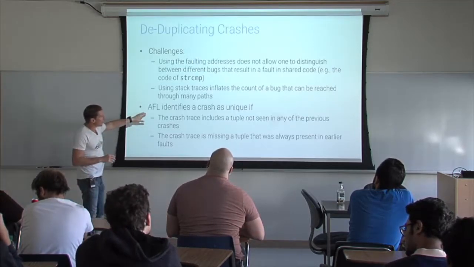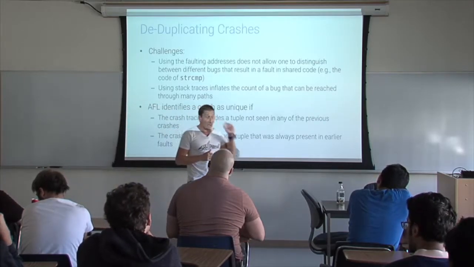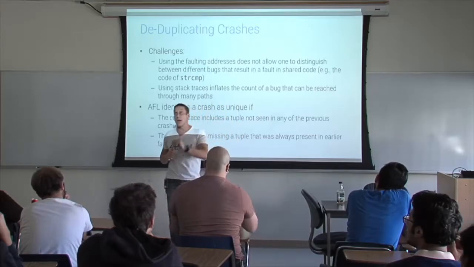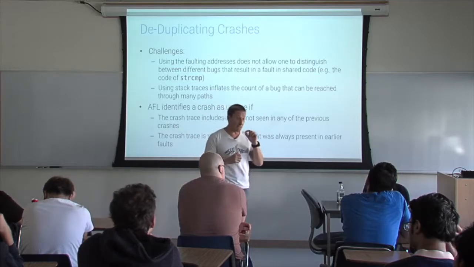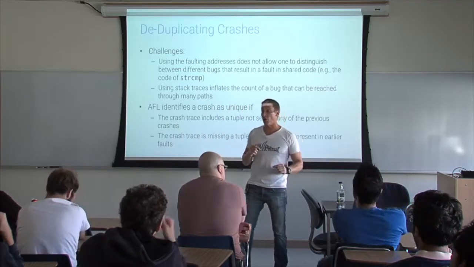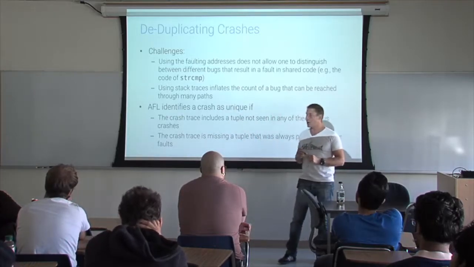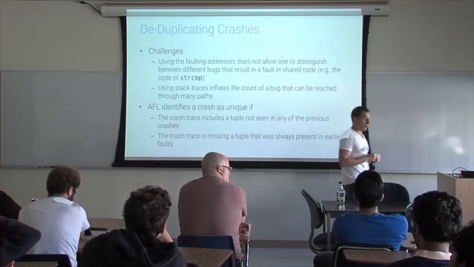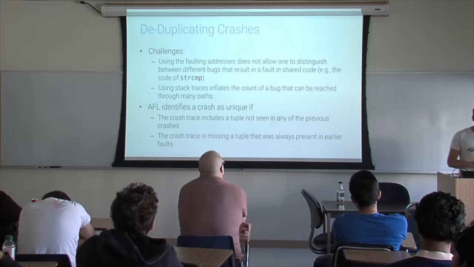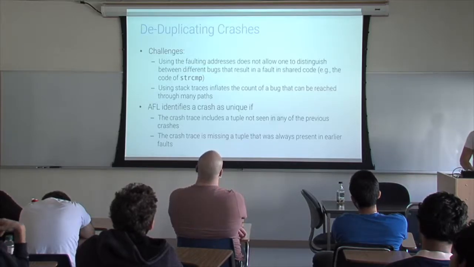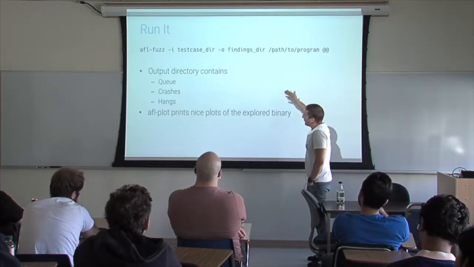And so AFL uses a different policy, and it makes sure that the crash includes a transition that has been never seen before, and also doesn't have a transition that was in the other crash. And by doing that, it tries to make the crashes it triages more unique in terms of all the others. This is an example of running AFL fuzz.